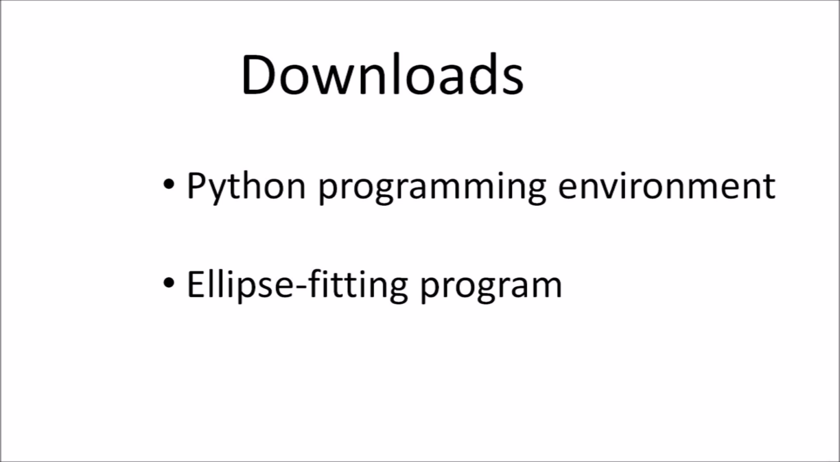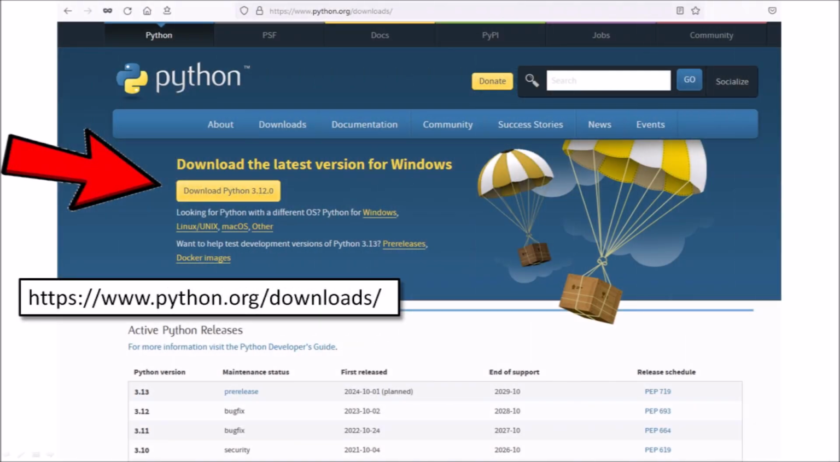The ellipse fitting program is written in Python, so it is necessary to install the Python programming environment to run the program. Download and run the executable Python module. You may need to restart the computer for the changes to take effect. Python is available for several operating systems, but I will be using the version for Windows.